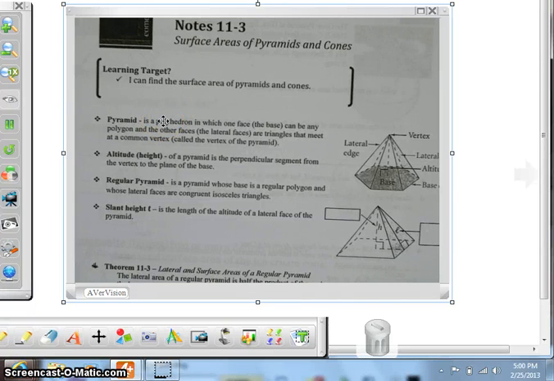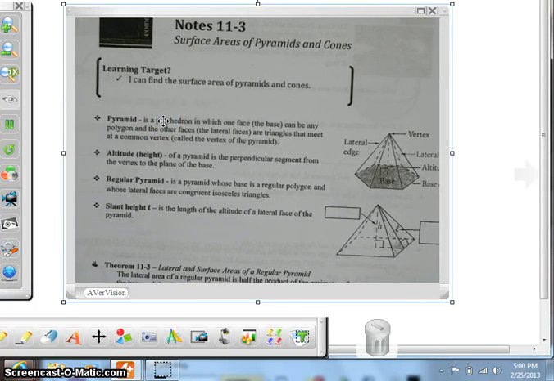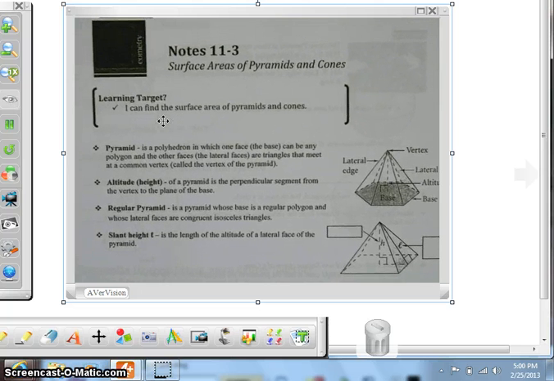Welcome to surface area of pyramids and cones. This is geometry lesson 11.3, and our learning target today is that we're going to find the surface area of a pyramid and a cone. So let's begin with a pyramid.